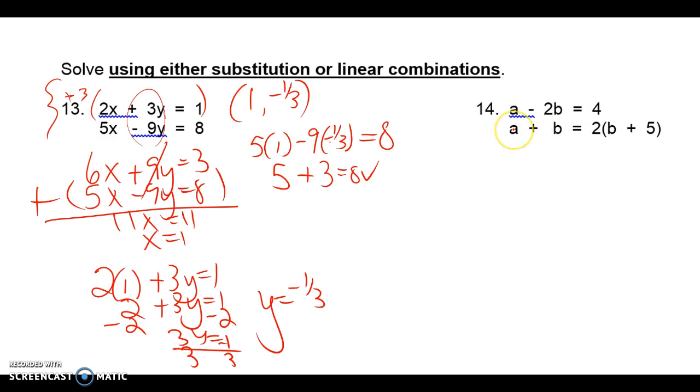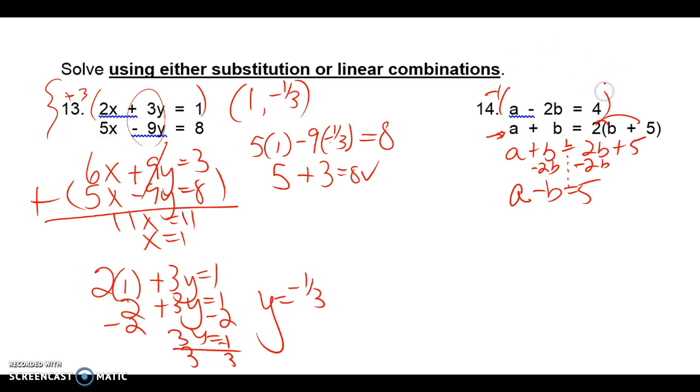All right, this one was one that I think overwhelmed people just from looking at it. I'm going to take this second equation and simplify it a bit. So we have a plus b, and I distribute 2b plus 5. Now, right, let's subtract 2b from both sides. So this looks like a minus b equals 5. Now on top, the first equation is a minus 2b equals 4. I'm going to multiply that by -1. That becomes -a plus 2b equals -4.